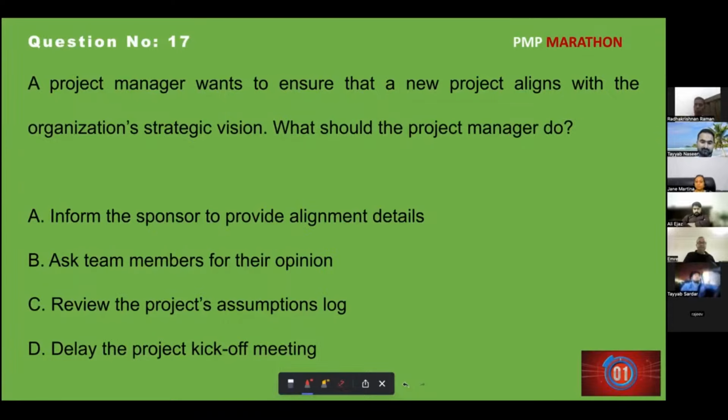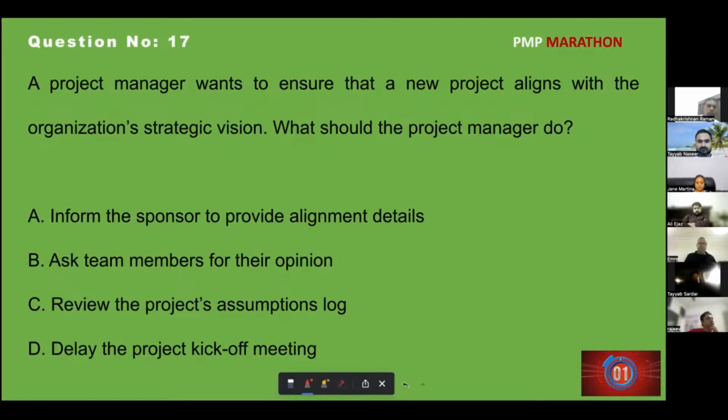A project manager wants to ensure that a new project aligns with the organization vision. What should he do? Inform the sponsor, ask the team member, review the assumption log, delay the kickoff. Why is it coming C option? What would the assumption log have? The assumption log has just assumptions of the project. We want to ensure that the project aligns with the organizational strategy.